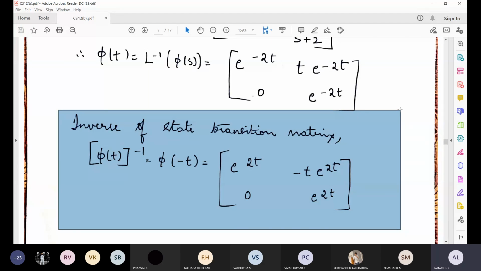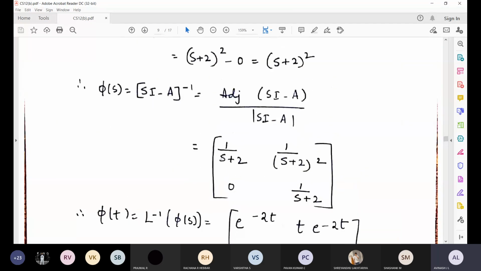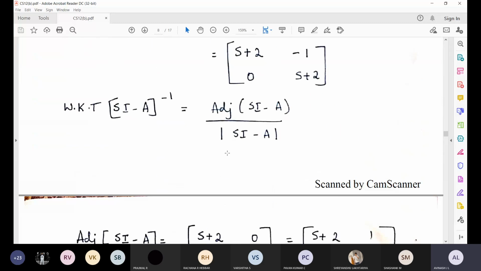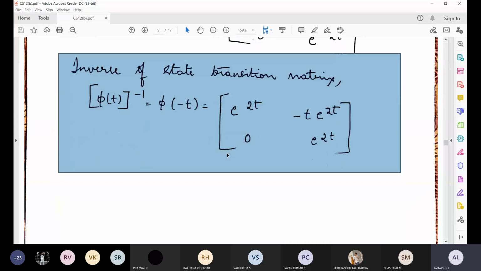So what we can conclude is very simple. Mostly some mathematical understanding, matrix understanding, is required here. Nothing else is required. So matrix understanding, all those things are required here, and you need to understand all these things clearly.